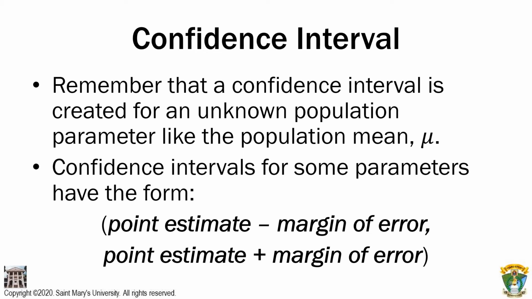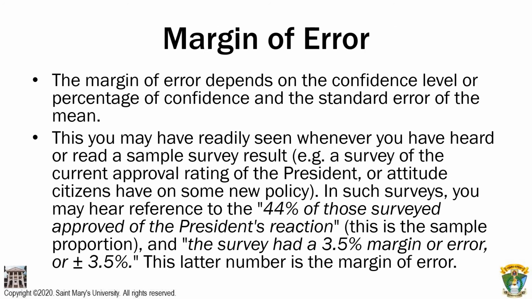Now, confidence intervals for some parameters have the form: the point estimate minus the margin of error, and the point estimate plus the margin of error. So we have our lower limit, which is the point estimate minus the margin of error, and our upper limit, which is the point estimate plus the margin of error. For example, if you are saying 70 to 80, 70 would be your lower limit and 80 would be your upper limit. Now, what is this margin of error?